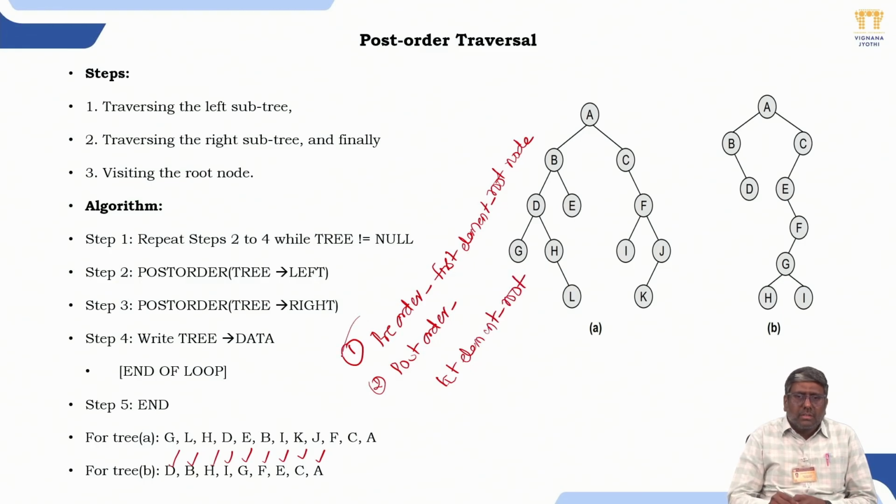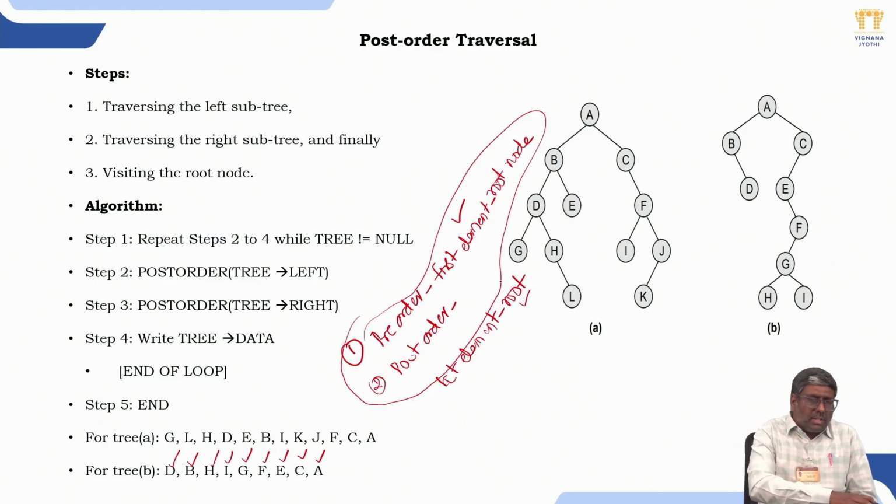You have to remember these two things. In the pre-order traversal, always the first element is the root node, and in the post-order traversal, always the last element is the root node. This is about the in-order, pre-order, and post-order traversals.